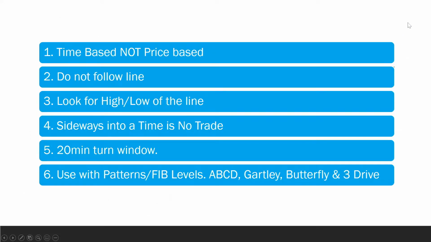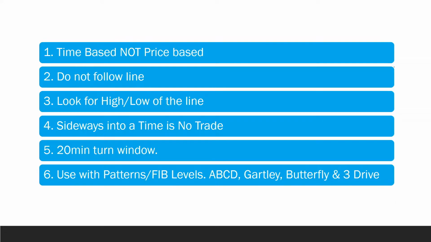So we go from there to the rules. Number one is this is a time-based strategy, not price-based. The blue line is only used for time. Sometimes it does follow the blue line for the whole day, which is good. You can scalp on that if you want to, but I prefer not to.